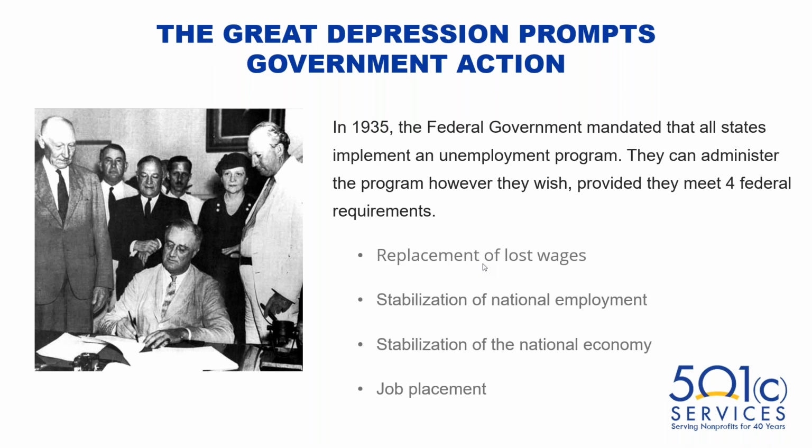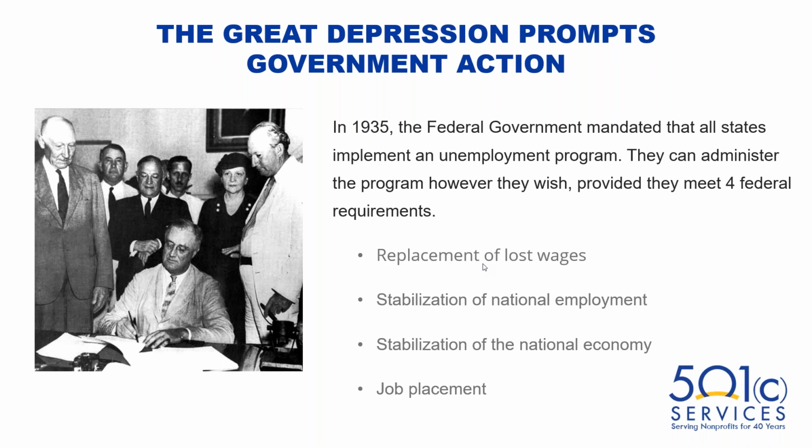The second federal requirement is stabilization of the national employment. The objective here is to create an incentive to employers to retain their workforce by taxing them or charging them on their prior unemployment experience. So if an employer has a high level of chargeable claims against their account, their tax rate charges will be much higher than a company with little unemployment activity. Now, this is slightly different for nonprofit companies that can be exempt from these taxes, but the underlying principle is the same. There is a financial impact for not retaining your workforce.